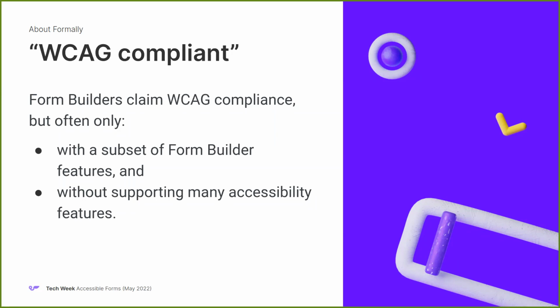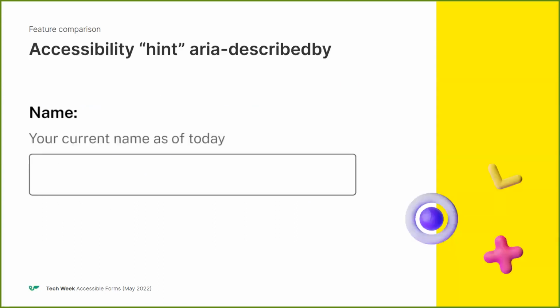And even the subset of features within the form builder may only be a subset of accessibility features that the web as a platform itself supports. So I'll give you a specific example of this now. If we consider accessibility features like a field hint with an ARIA described by reference, then this is already something that major form builders don't get right. And if your label has an acronym or an abbreviation, then form builders can even fail at labels themselves.